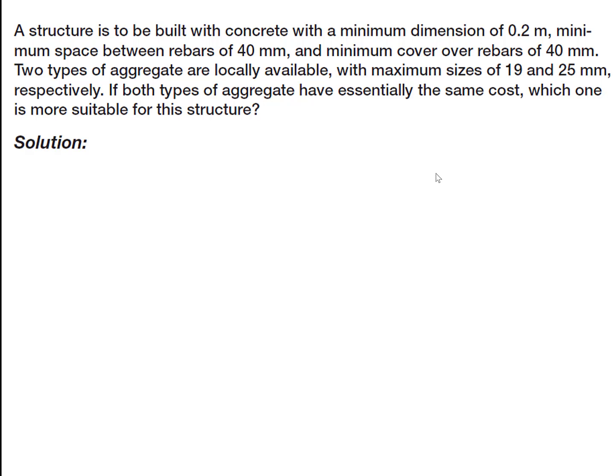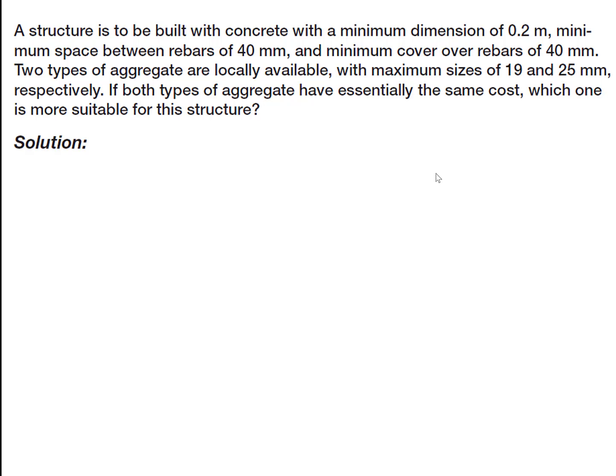We will build a structure with concrete with a minimum dimension of 0.2 meter, the minimum space between rebars is 40 millimeter, and the minimum cover over rebars is 40 millimeter. Two types of aggregates are locally available with maximum sizes of 19 and 25 millimeter respectively. If both of them have essentially the same cost, which one will be more suitable for the project? Okay, so let's see how to calculate the maximum aggregate size.